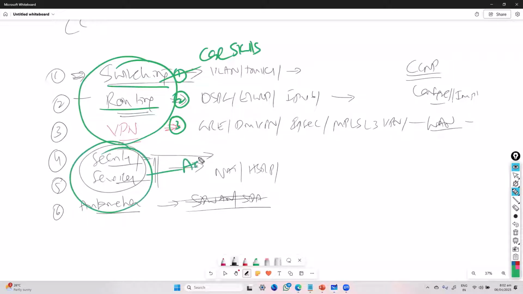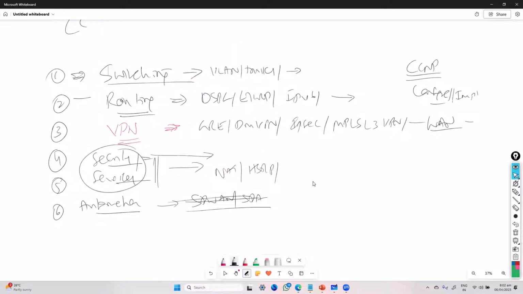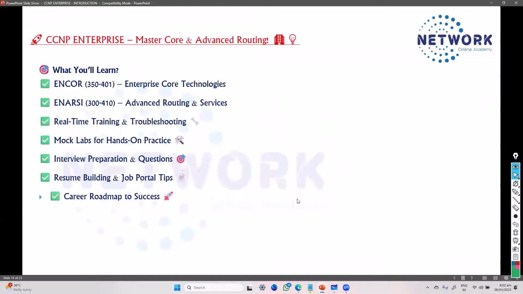And these are the add-on skills, which means on top of routing and switching, on top of LAN and WAN, we'll apply some security, we'll apply the services. These are all add-on skills. Add-on means on top of it. So the core skills will again be routing and switching. That will be the main core skill set.